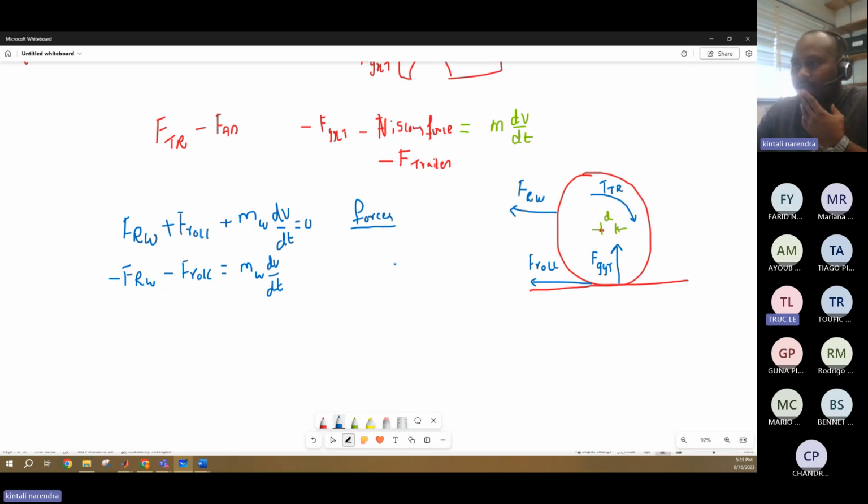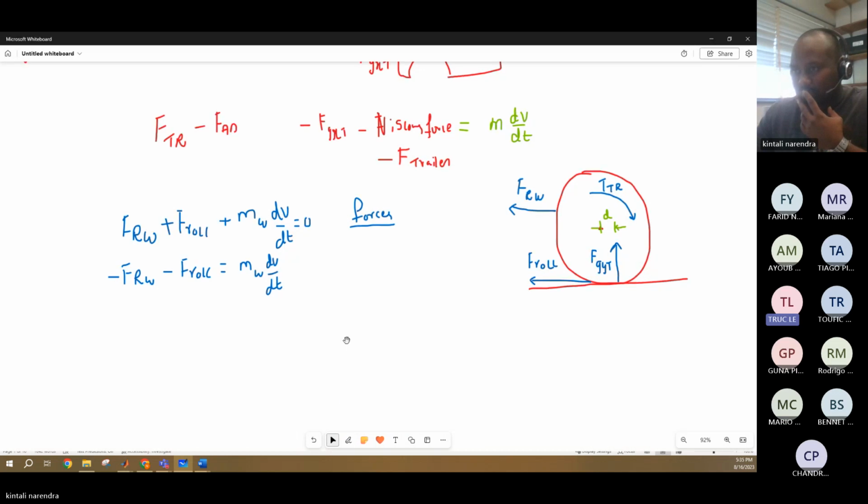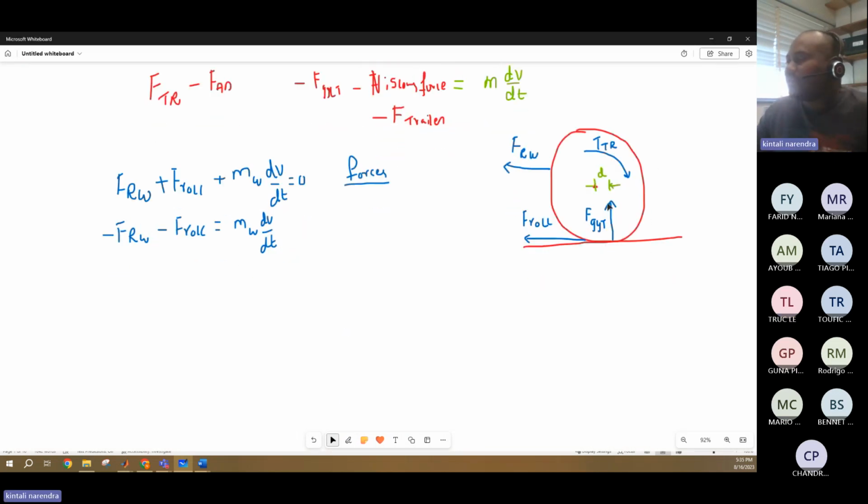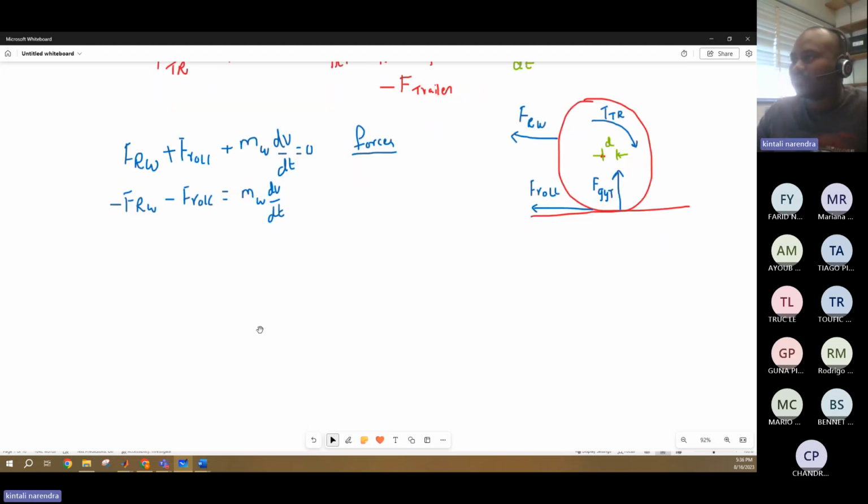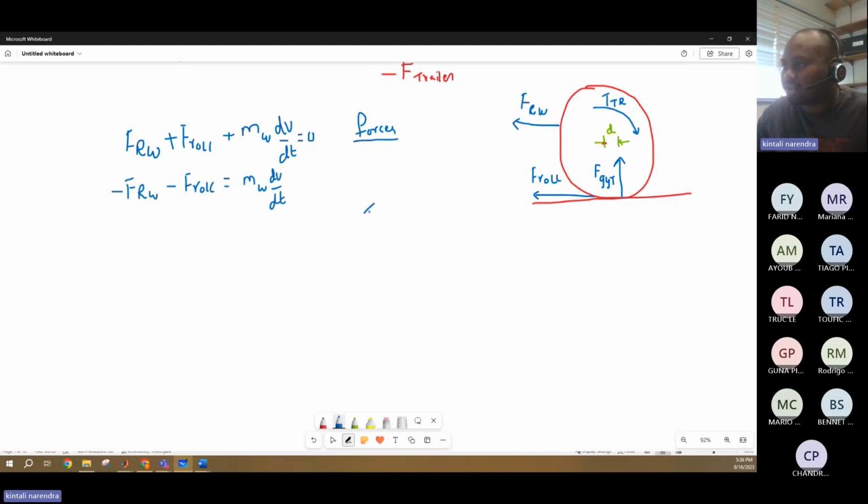See, here the wheel FGYT is acting in an upward direction, right, whereas I'm considering the forces which are in a linear, horizontal direction. I'm not considering it in this equation. Now let's write down the torque.